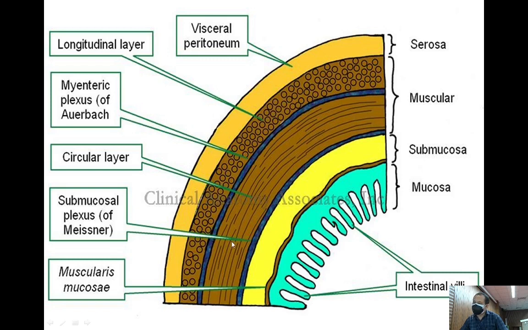circularly. Okay, so in between the longitudinal muscle and the circular muscle, you have again another neuronal network, which we call the myenteric plexus. Okay, or sometimes it's called Auerbach's plexus.